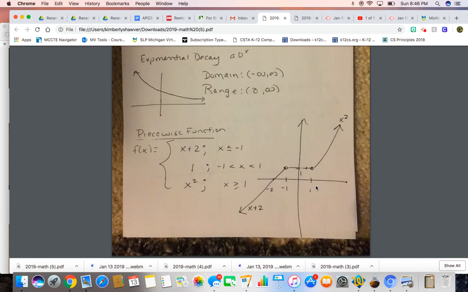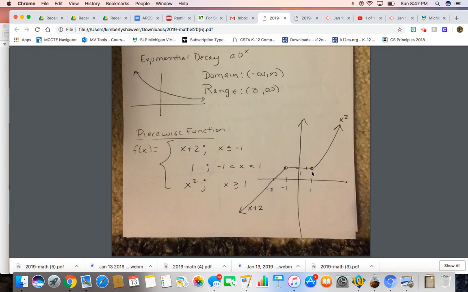So between minus 1 and 1, my function's going to be at a constant value of 1. When we're greater than or equal to 1, so this circle should be filled in, so circle that in, it's just going to be part of the x squared function. So I know that this is just the simple squaring function. So that's going to take off as its curve from 1 until forever, since we don't restrict x anymore.